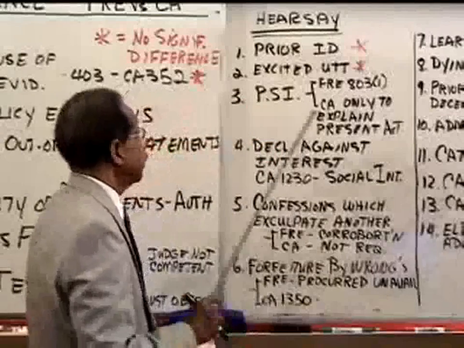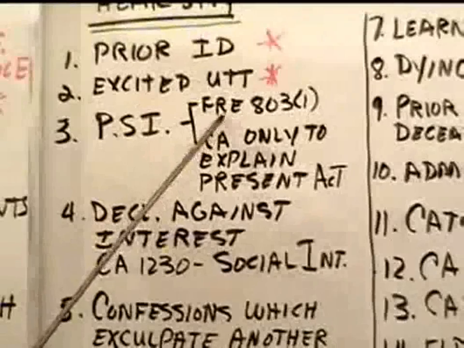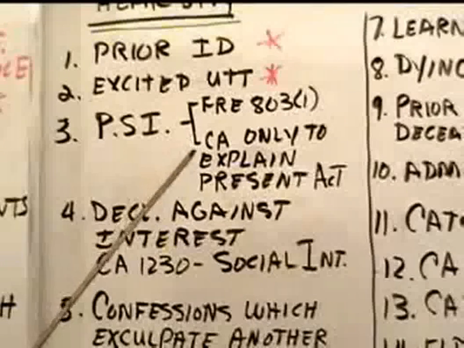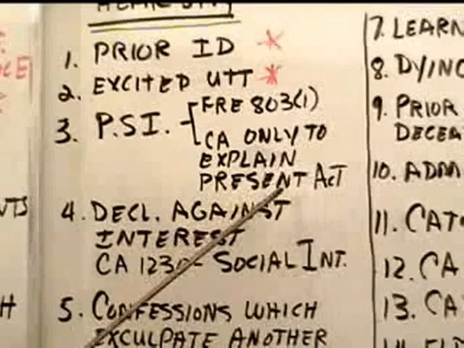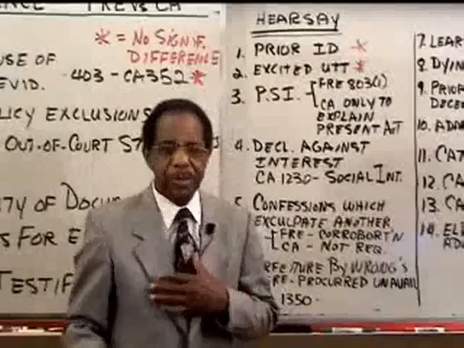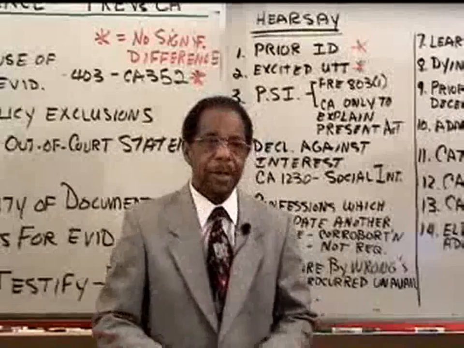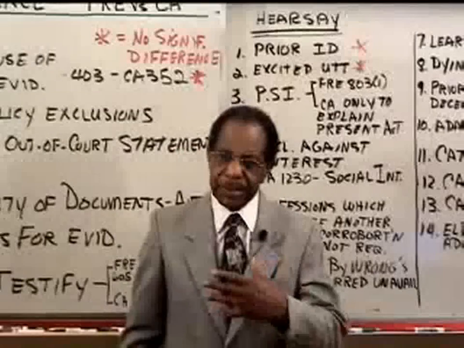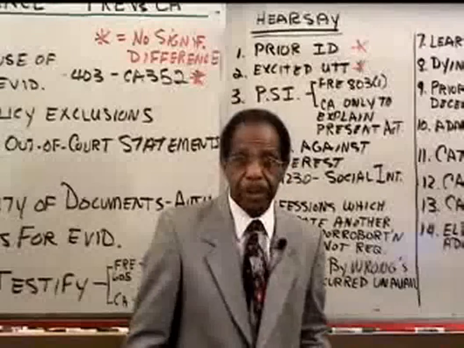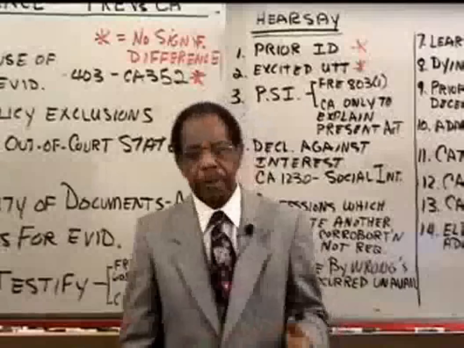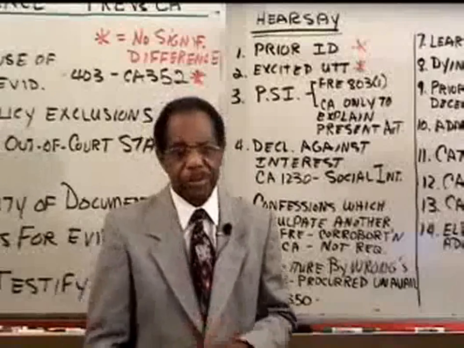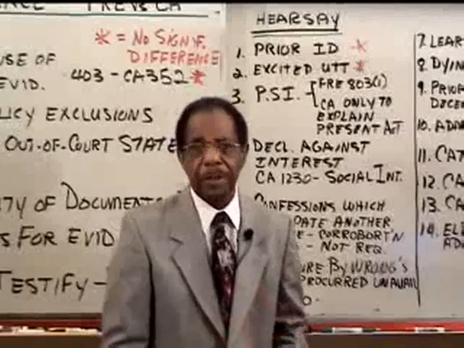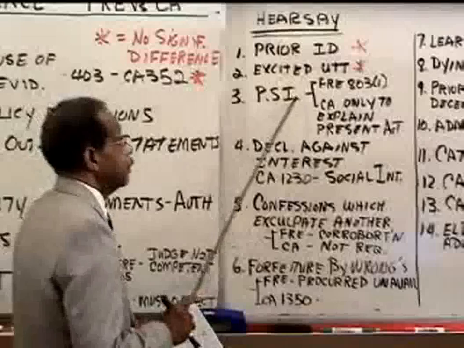Now, we have over here that these present sense impressions are at 803(1) under the federal rules. California has a much more limited version of it. California says the present sense impression is admissible only to explain some present act. In other words, let's say I am doing something. I'm sawing a piece of wood. I'm hammering a nail. I'm driving a car. And I make a statement about the very act that I am engaged in, saying that to you. I might explain to you why I'm doing it, or something of that sort. Then the present sense impression works. But outside of explaining an act that I am presently, right now, actually, personally engaged in, there is no present sense impression rule in California. But there is under the federal rules.